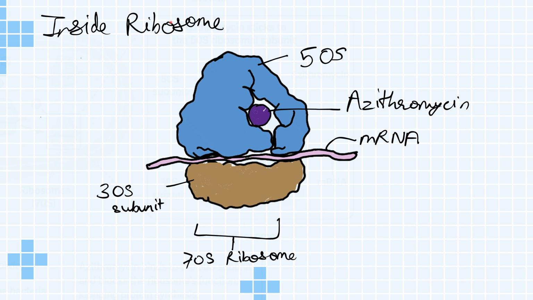Inside the bacterial ribosome, there are two parts, the 30S subunit and the 50S subunit, together forming the 70S ribosome. Azithromycin binds to the 50S subunit. The mRNA carries instruction for protein production, but when azithromycin attaches to the ribosome, the process gets blocked. As a result, the bacteria cannot make proteins properly, which stops its growth and multiplication.